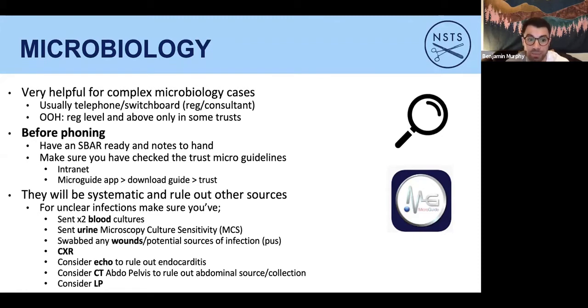It's really, really good. And if it's not clear where the infection has come from, just make sure you've sent off the relevant things before, because Micro will ask you to do it. So blood cultures, urine cultures, you've swabbed any wounds or anything that has pus coming out of it. You've done a chest x-ray, and then later down the line, they may advise you on searching for more weird and wonderful things like endocarditis or meningitis and things like that.